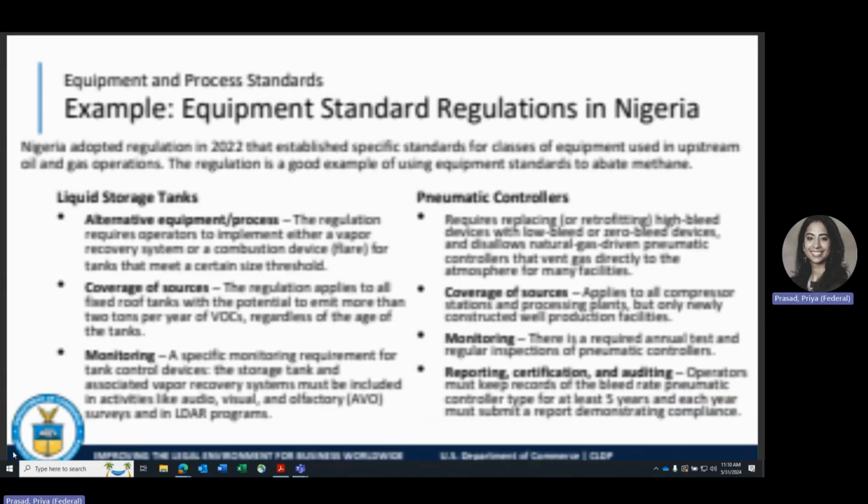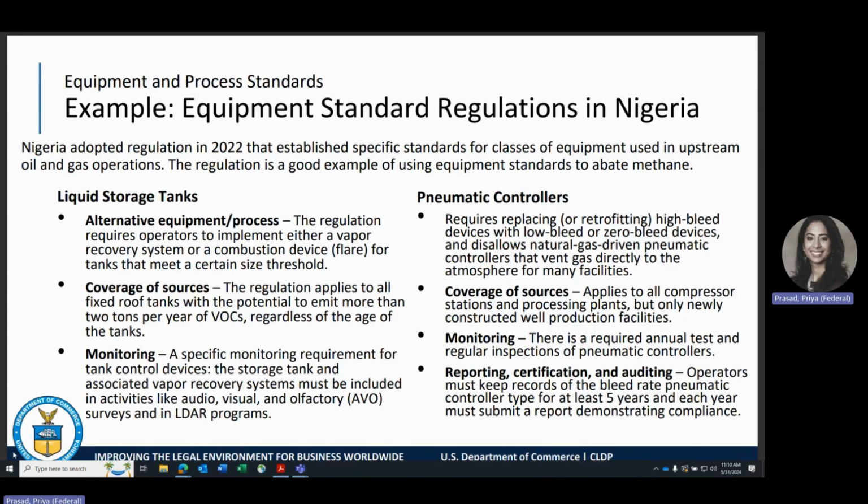So in the handbook, we have a case study of Nigeria's equipment standard regulations, which were issued in 2022, that established specific standards for different types of equipment. These are really good examples of how these can work. For example, on the left side, we have some details about Nigeria's regulation on liquid storage tanks. The regulation directly requires operators to implement, they have a choice, either a vapor recovery system or a combustion device such as a flare for tanks that meet a certain size threshold. That is based on size. Very small tanks don't have this requirement, but only very large ones do. That is a decision point that the Nigeria regulators took based on the likelihood and expected size of emissions.